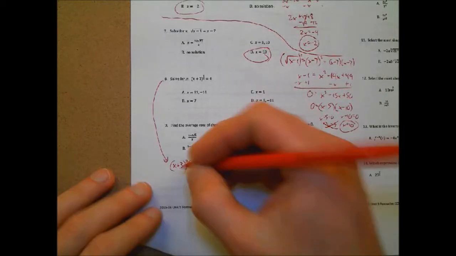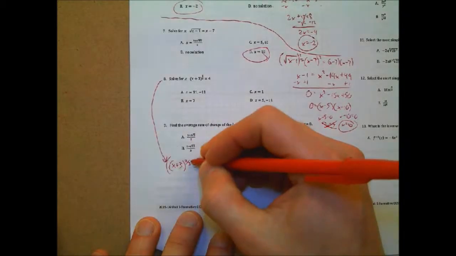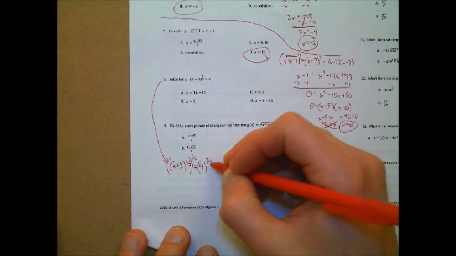What power is going to cancel out 2/3? What power will cancel out a 2/3 power? Yeah, that's tricky, isn't it? Okay. Well, let me tell you what it is. It's 3/2. Okay. Why 3/2?